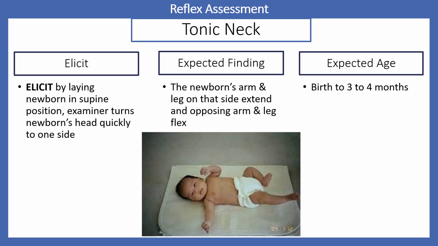The tonic neck reflex is elicited by laying the newborn on their back, turning the newborn's head quickly and gently to one side. The newborn's arm and leg on that side will extend, and the opposing arm and leg will flex.